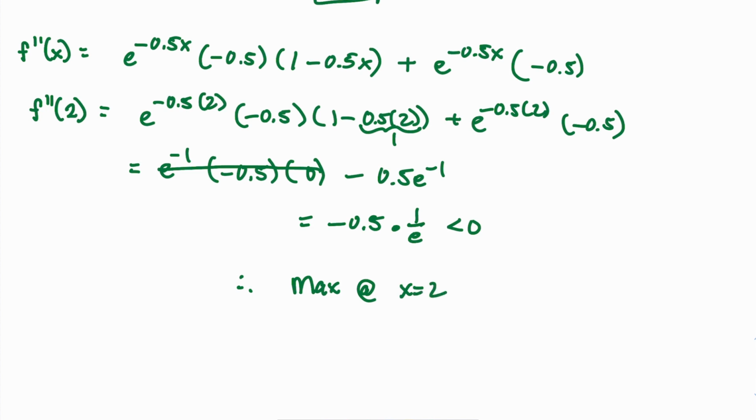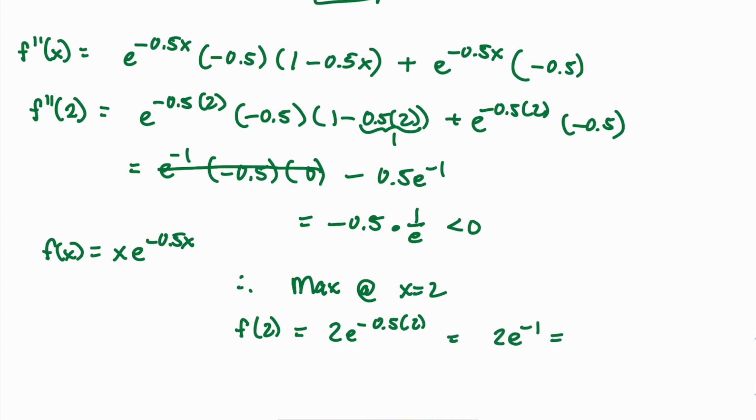What is the value of f at that point? Well, remember, the maximum value would then be f of 2 equals, now remember, f of x was x e to the negative 0.5x, so that'd be 2e to the negative 0.5 times 2, which is 2 times e to the negative 1, which is 2 over e. So the local maximum point occurs at 2, 2 over e.